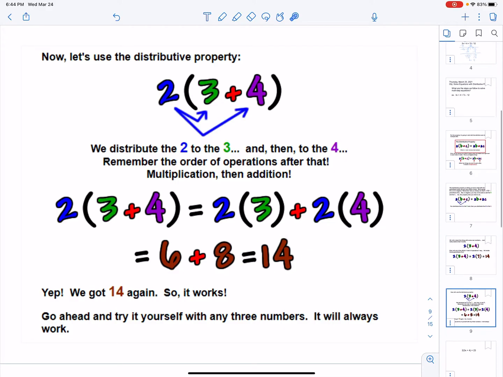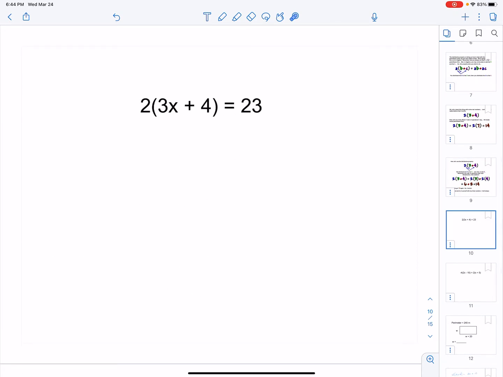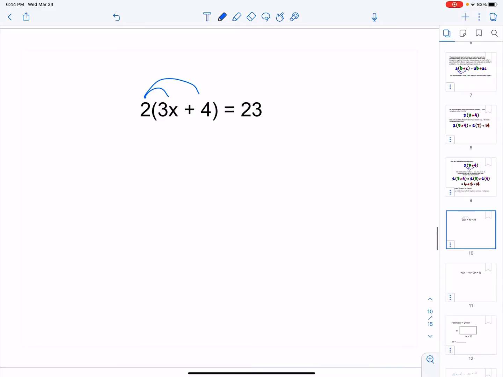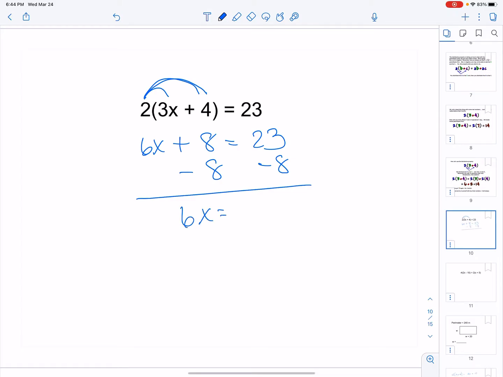Okay, so with the equations that we're going to have today, they're going to have the distributive property in them. So the first thing that we have to do before we can solve this problem is actually take care of the parentheses. So that means I need to pass this 2 out to each member of the parentheses. So we get 2 times 3x, which is 6x, plus 2 times 4, which is 8, and that's going to be equal to 23. And now once we use the distributive property, it becomes just a regular equation. So now I need to solve for x. So I first have to get rid of the 8, so I subtract 8 from both sides, and you end up with 6x is equal to, and then 23 take away 8 gives us 15.